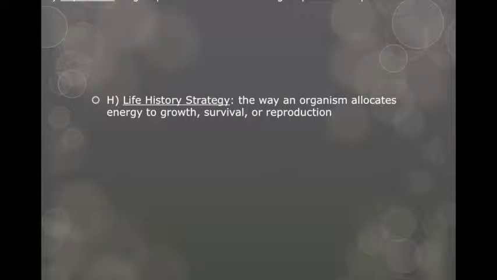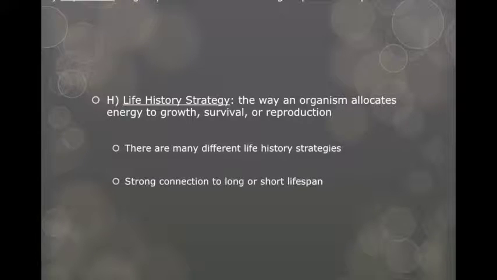And then last under population is life history strategy. And this is the way an organism allocates energy to growth, survival, and reproduction. There are many different life history strategies that exist, and they tend to have a strong connection to whether an organism has a long or short lifespan. For example, if an individual allocates most of its resources to growth, there may not be enough allocated towards attracting a mate or producing strong gametes for reproduction. Or another example is if an individual allocates all its energy towards strong gametes and attracting a mate, it will have too little time and energy left for day-to-day survival activities like food acquisition.